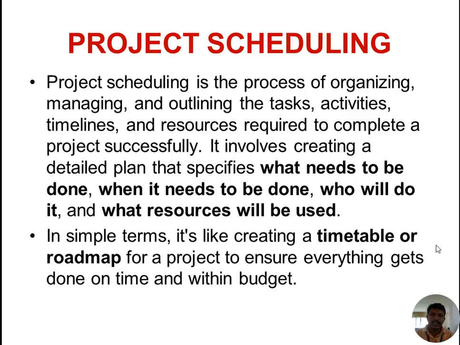It involves creating a detailed plan that specifies what needs to be done, when it needs to be done, who will do it and what resources will be used. In simple terms, it's like creating a timetable or a roadmap. So project scheduling is nothing but a roadmap for a project to ensure everything gets done on time and within the budget.